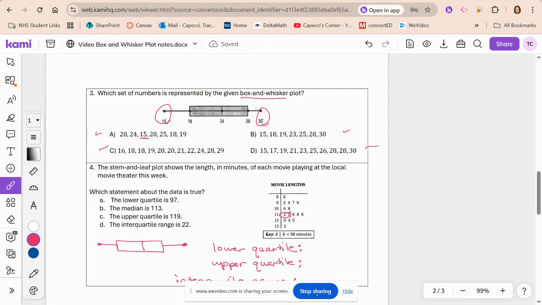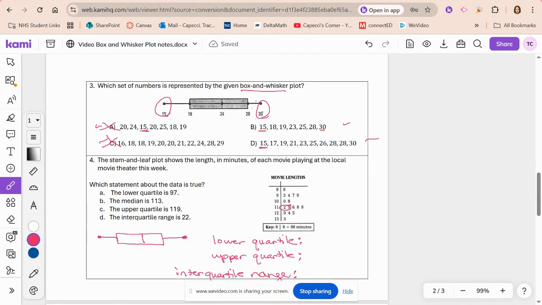Well, letter A, I do have 15, but I don't have 30. So that can't be an option. And letter C, here, it doesn't look like I have either. So that's not going to be an option. And letter B, I do have 15 and I do have 30. And letter D, I also have 15 and 30.